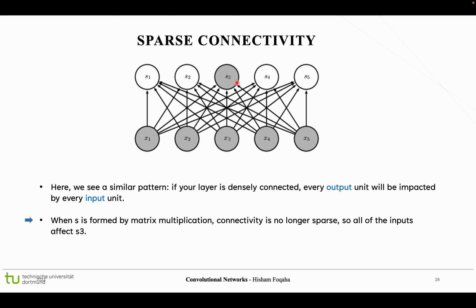Here we have a similar picture. If your layer is densely connected, as we can see here in the image, every output unit will be impacted by every input unit. So when s is formed by matrix multiplication, connectivity is no longer sparse. All of the inputs affect s3. It's not like before, where only a few inputs can affect our output unit. Here all the inputs can affect our output, which is s3.